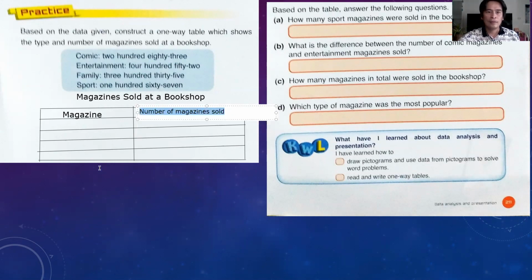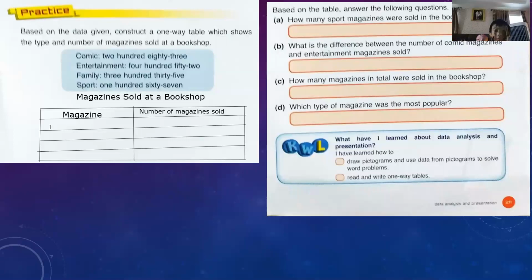Okay, next. After that, write the number of magazines sold. Yes, complete words: number of magazines sold. I have not enough space. Okay, you have to make a space.